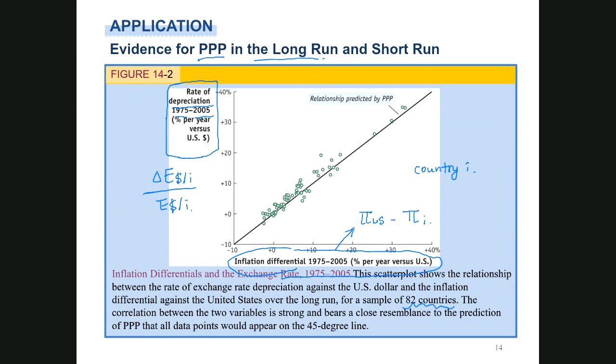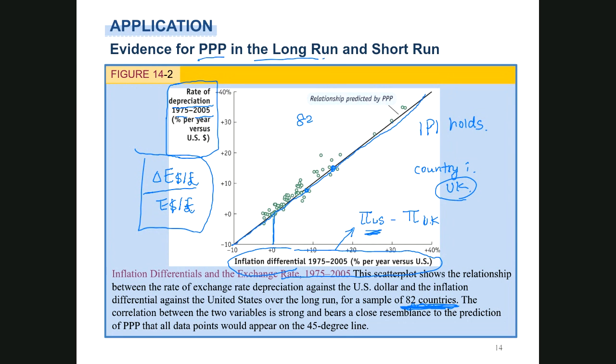So country i could be any country. It could be the UK. If you plug in the UK, this will be pounds, so the rate of depreciation of the pound against the US dollar and the inflation difference between the US and the UK probably is somewhere here. Given a sample of 82 countries, we can figure out that in the long run, PPP holds, right? Because every point on the 45-degree line means the x-coordinate value is equal to the y-coordinate value. Even though not every green dot is on the line, they are very close to the fitting line here. So that means PPP is supposed to hold in the long run.